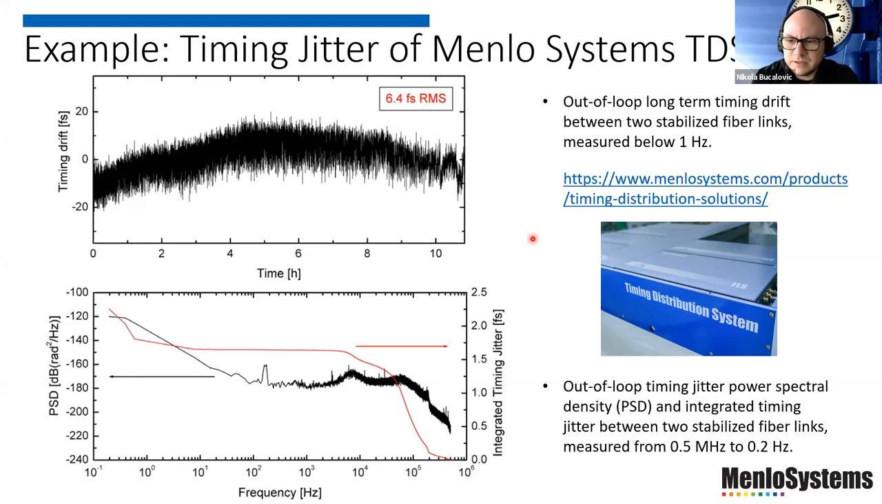So these timing systems are used for high-end applications for timing of, for example, accelerators or for geodetical observations. And so you can see more about this product in the link that we will share later. But you see the performance of our system is in some femtosecond RMS stability.